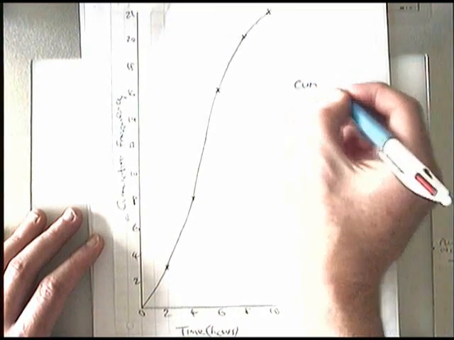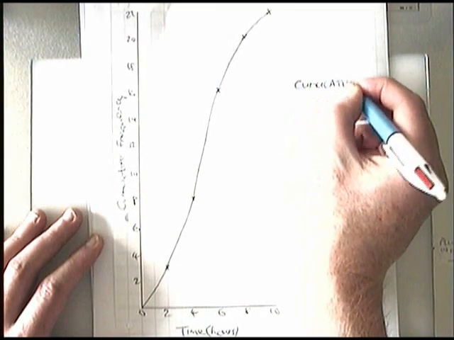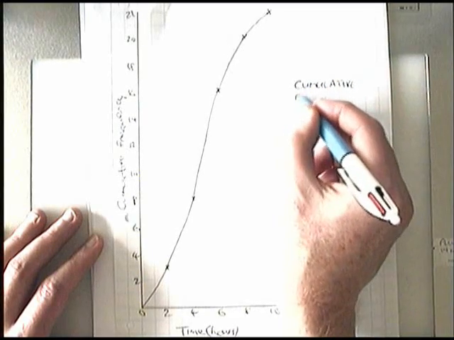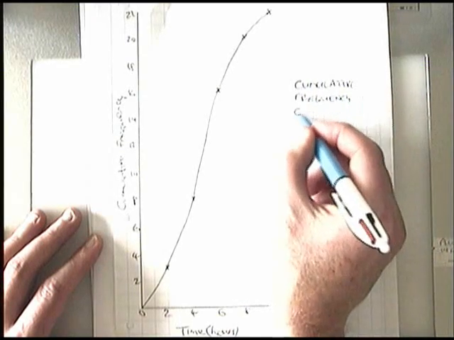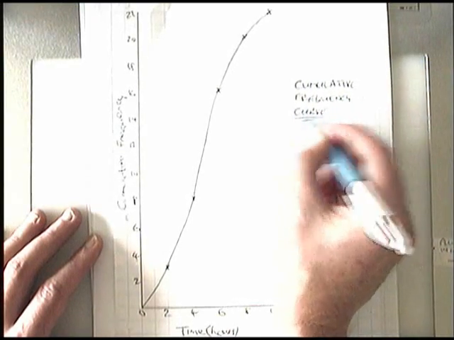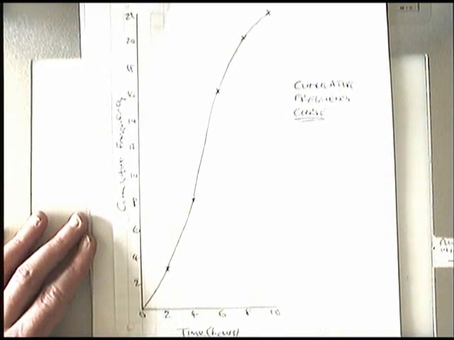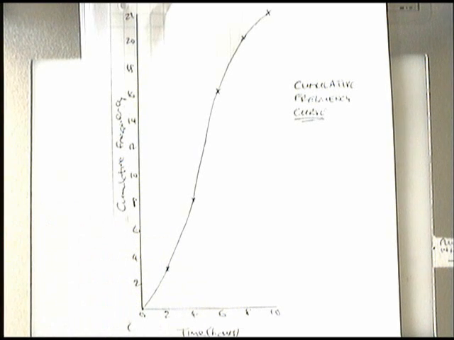So what I'd like you to do is label what you've done: that's a cumulative frequency curve, and it has not been joined up with straight lines. It is a curve, and it will always be a curve. That's really important. So if you need some time to catch up on that, you can do that now.